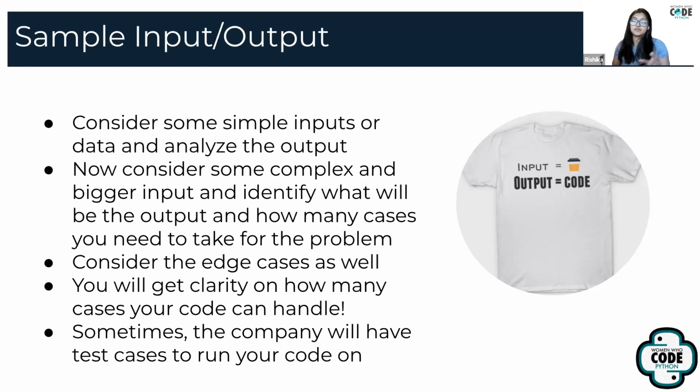It's easier to explain that when we're actually coding, but basically, when you have a very simple solution to any coding challenge, these edge cases typically don't get accounted for, and that's what will lead to an error or might not give the proper output that you're expecting. You also want to consider some complex and bigger inputs and identify their respective outputs. This will get you thinking more and more about the problem and how many cases you need to take into account to solve the challenge.